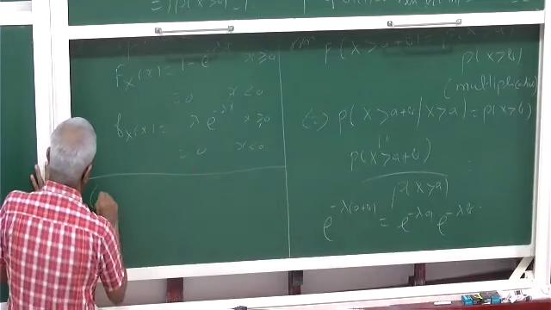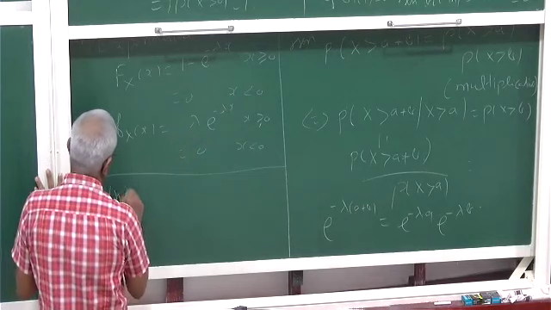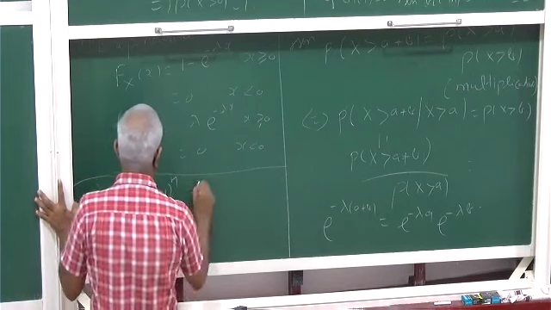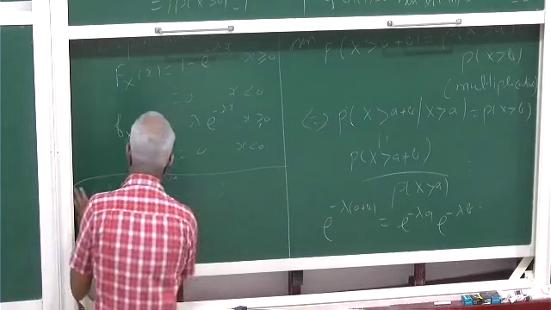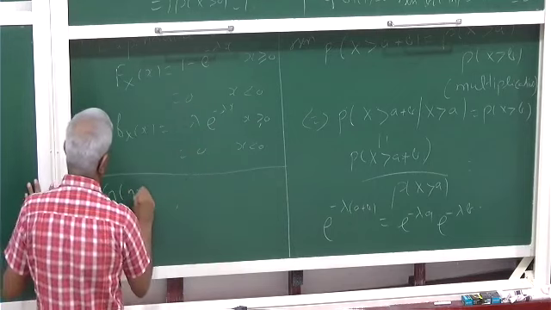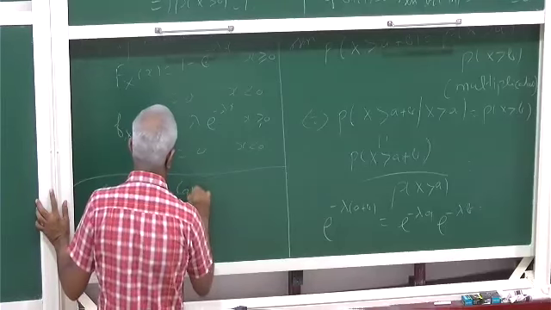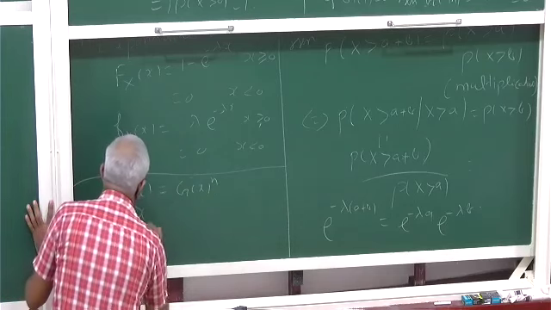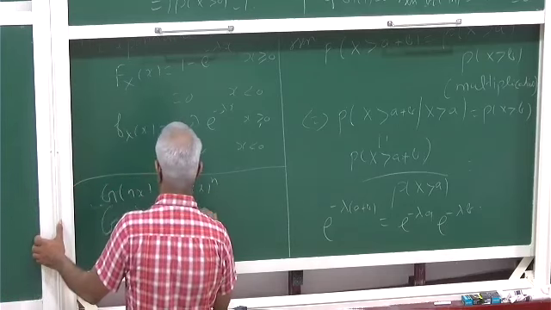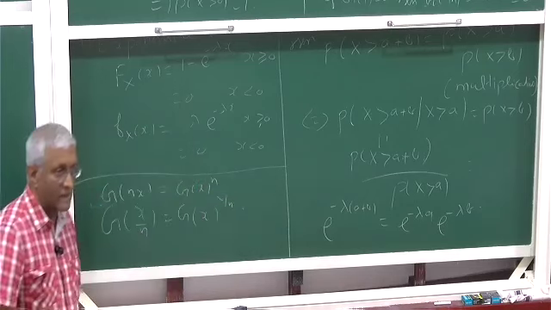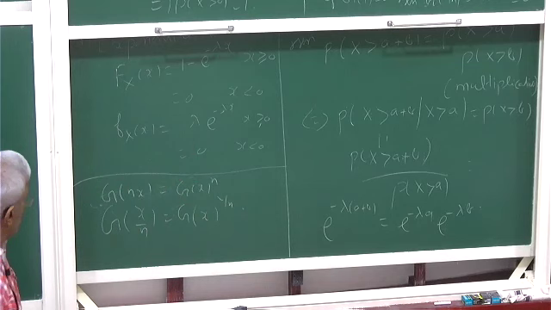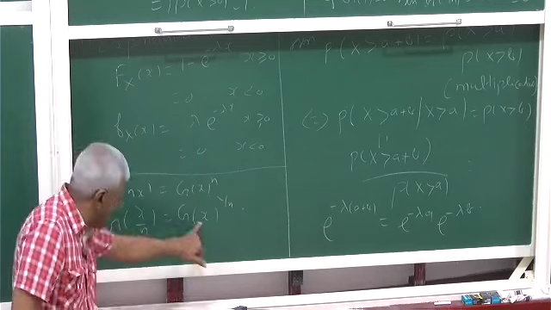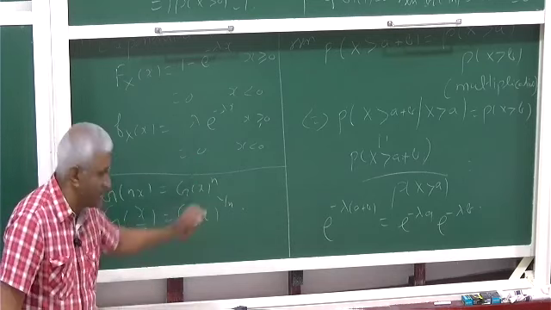Okay, so this is true. g of n equals g of 1 power n, for all n. Let's forget this. g of nx equals g of x power n, and g of x by n equals g of x power 1 by n. Both these things are true. If you take n times this, you will get this. So 1 by n is this.